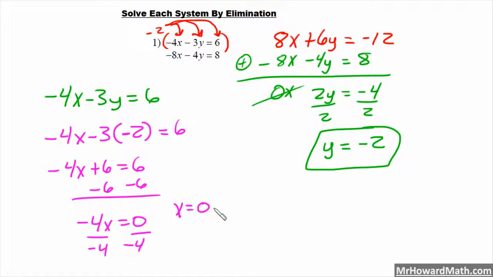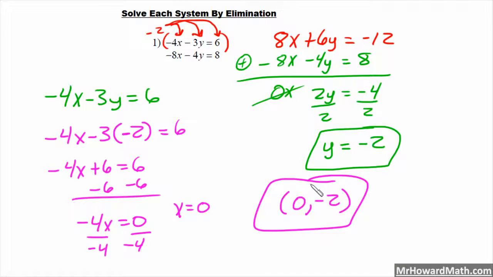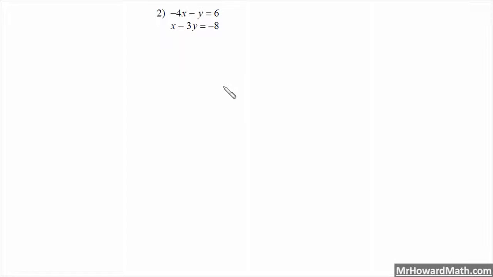So the solution to this system is the ordered pair 0, negative 2. There's one solution, they cross in one place, and that is at the ordered pair 0, negative 2. So we solved this system by elimination. Alright, now on to example 2. We are still solving by elimination.